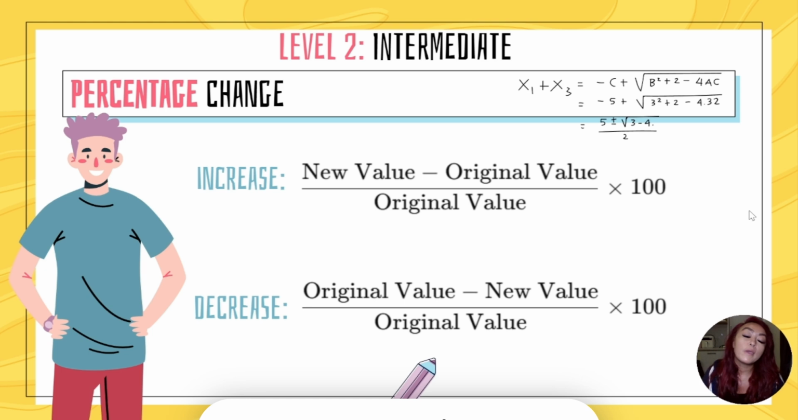In Level 2, we'll look at percent change. We could have either a percent increase or a percent decrease, and these are the two formulas you're going to use. For percent increase, we take the new value, subtract the original value, divide by the original value, and then multiply the result by 100. For percent decrease, we take the original value, subtract the new value, divide that over the original value, and multiply the result by 100.